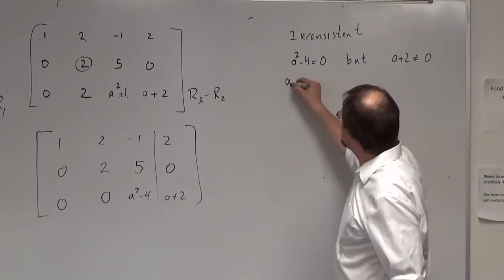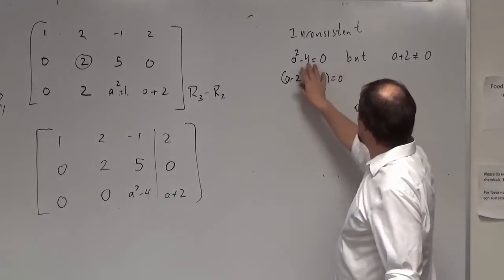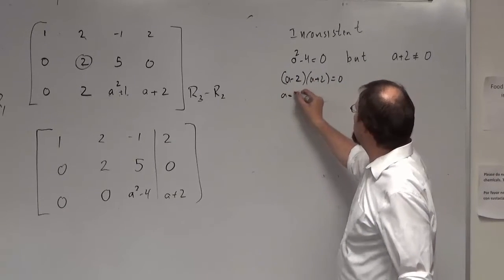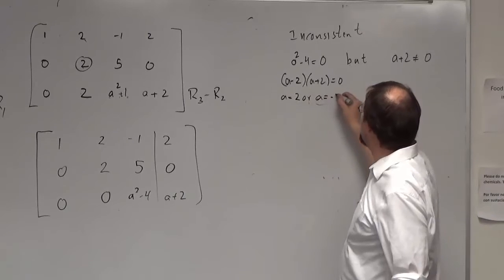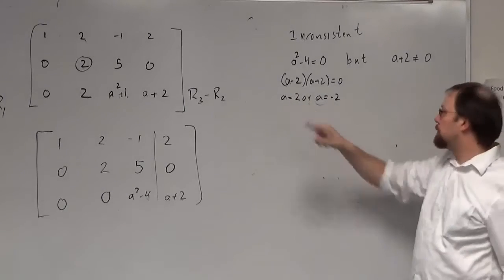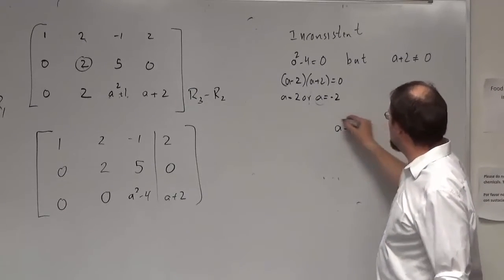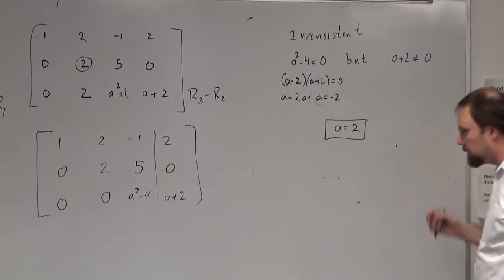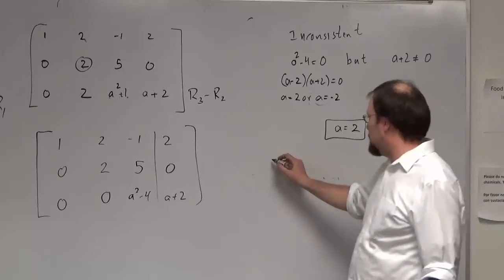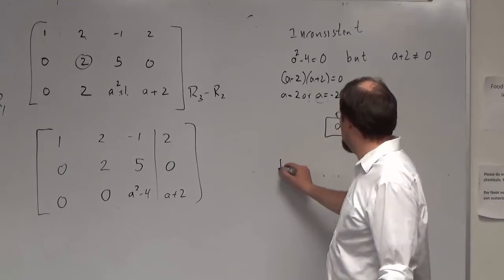So solving this, we see that this is 0 if a is 2 or a is -2. But which of these values makes this non-zero? 2. So we get an inconsistent system if a is 2. Okay. So what about infinitely many solutions, probably easier to deal with.